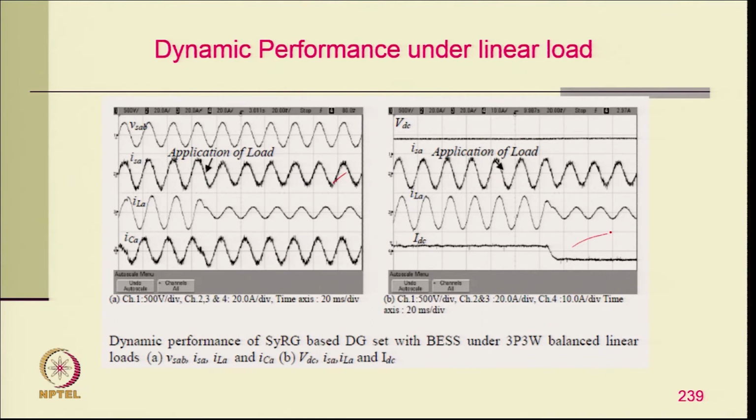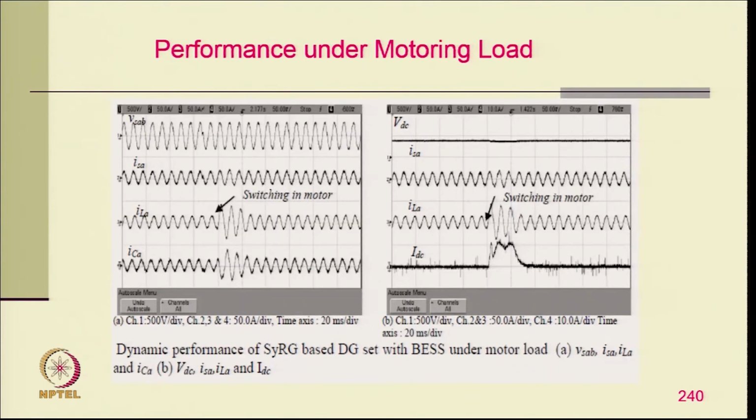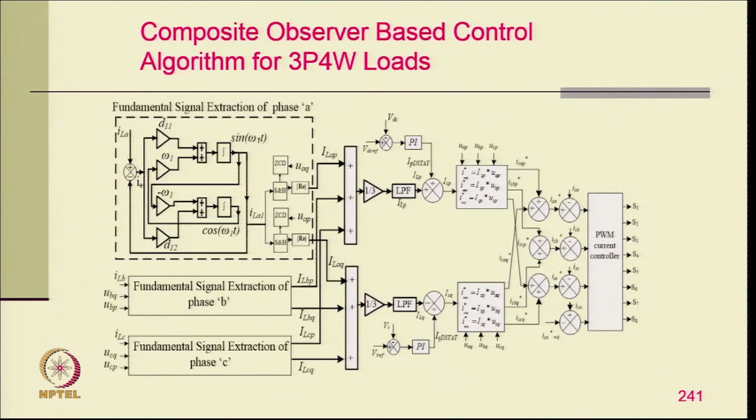So the generator is not affected, which operates at 80 to 100% of the load, and then the motor is starting. For the dynamic load, the compensator takes care, and neither generator voltage nor generator currents are affected. Certainly the battery instantaneously gives the active power for the inrush current of the motor as a part of the load, and the DC link remains regulated. This is another algorithm for a 3-phase 4-wire composite observer.